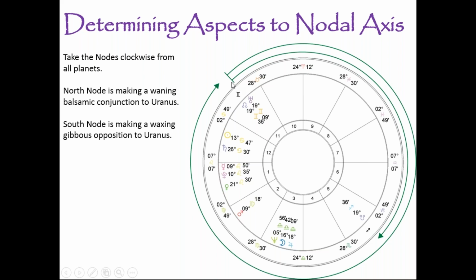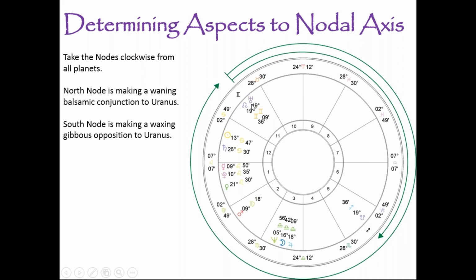You start with Uranus, and if you follow this inner circle, Uranus is 19 Gemini 9 minutes. If you follow this inner circle to the South Node, it is 19 Sagittarius 36 minutes. If it was 19.9, it'd be exact. It is a gibbous opposition, South Node gibbous opposition to Uranus.